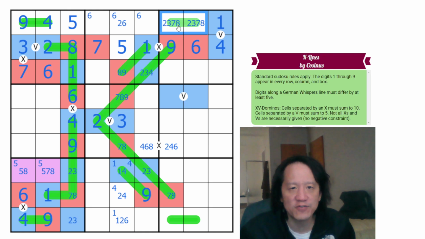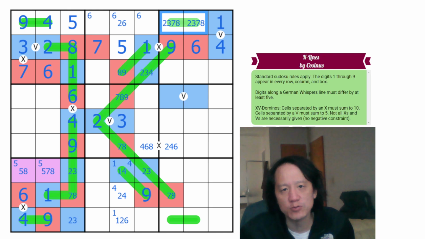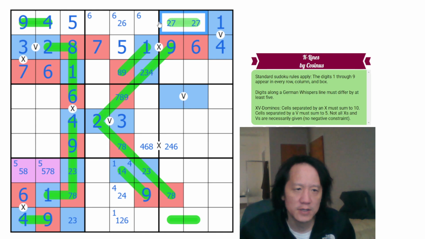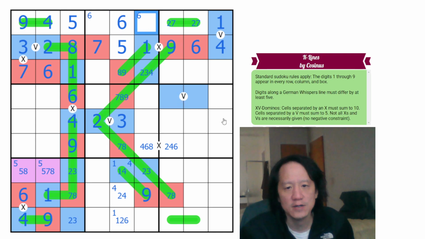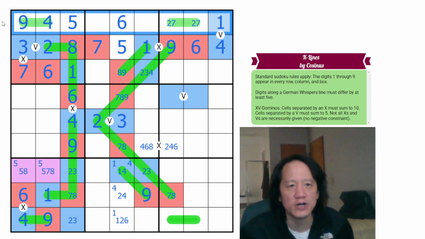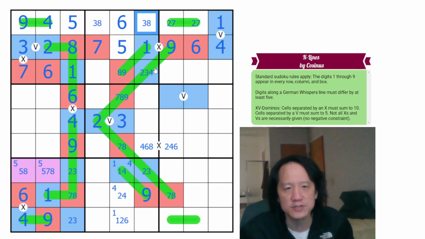Well, 7 can never be next to 3 on the German whisper line, and can't be next to 8 on the German whisper line. Therefore, we must have a 2, 7 pair here, because only 2 and 7 can be next to each other on a German whisper line of the remaining digits. Therefore, this cannot be 2. This has to be 6 then, which means this can't be 6, this can't be 6. And we have a 3, 8 pair left in row 1. Therefore, this is 3 and 8, this is 3 and 8.